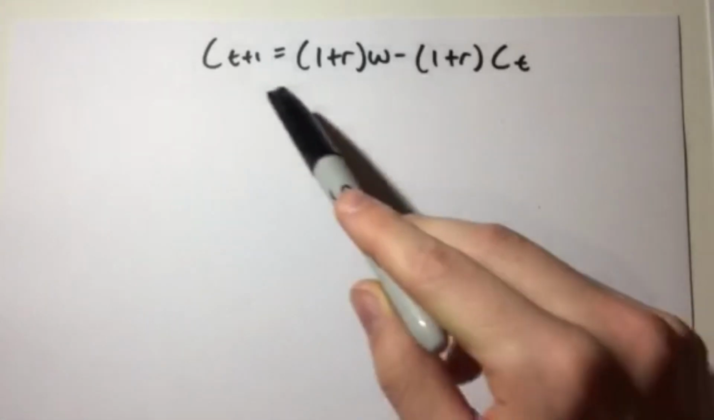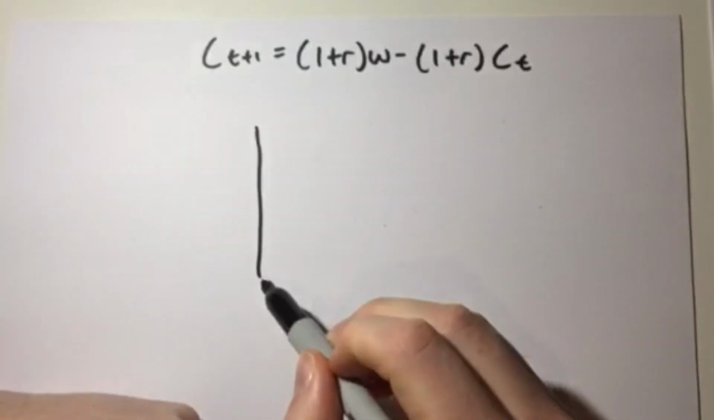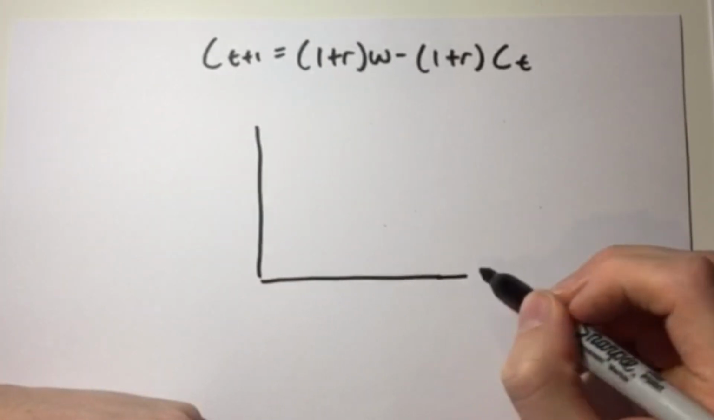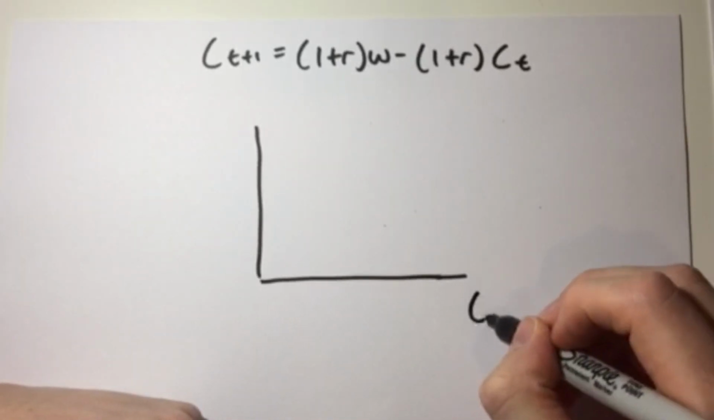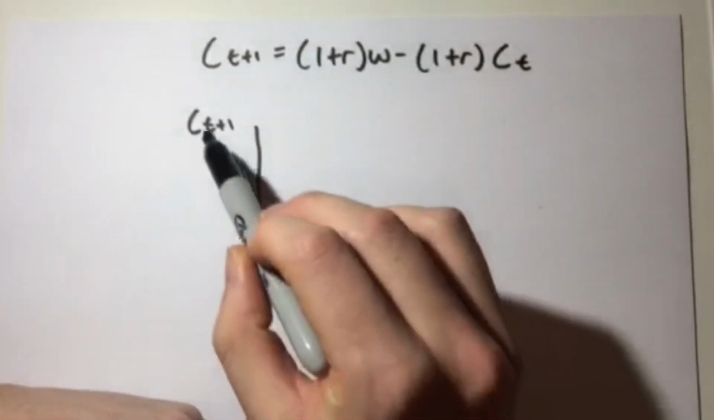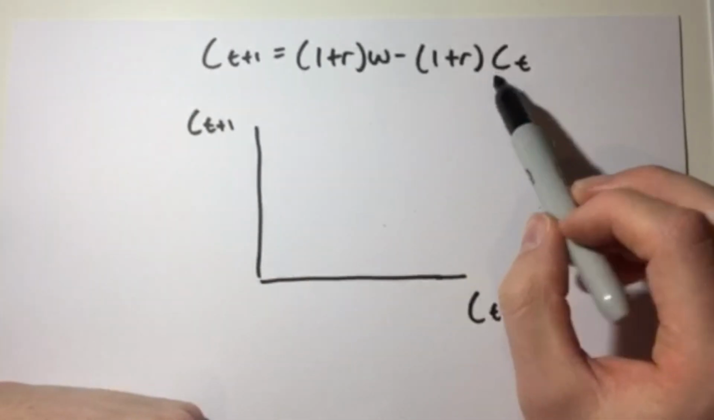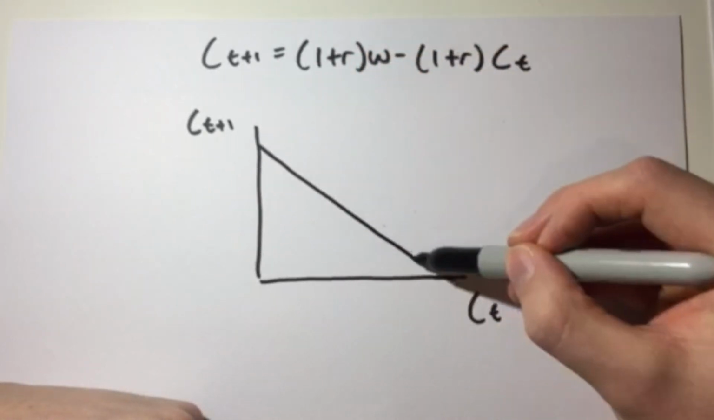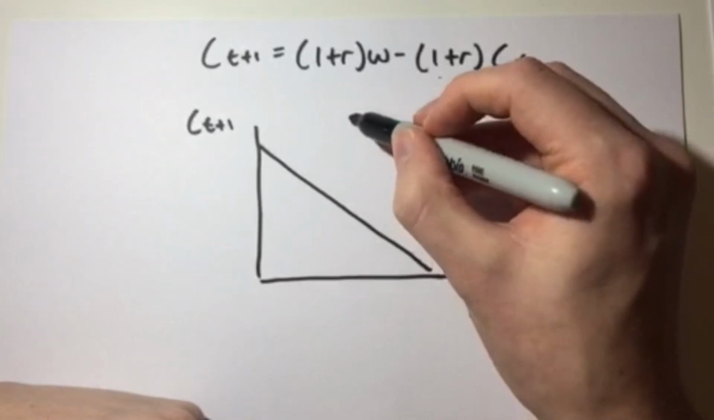And we're now going to draw this on a graph just to make it a bit clearer. So the reason we've written it in this way is to make the slope of our budget constraint, which I'm about to draw, a bit easier to understand. So with C_{t+1} on the y-axis, which is equal to this, and C_t on the x-axis, we can see here that the slope of our budget constraint, which is going to look like this, is going to be minus (1 plus r).